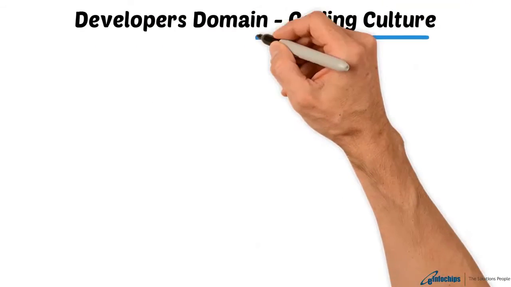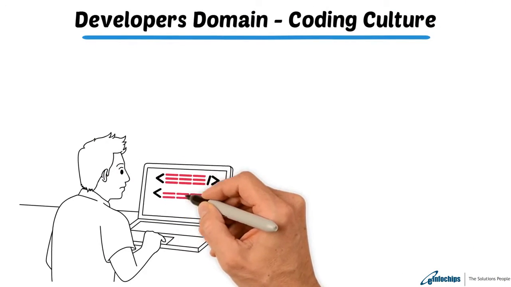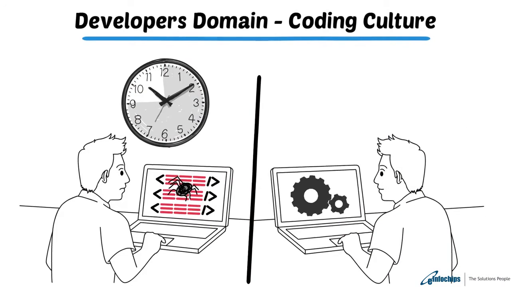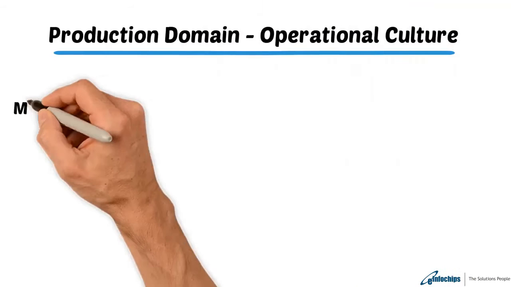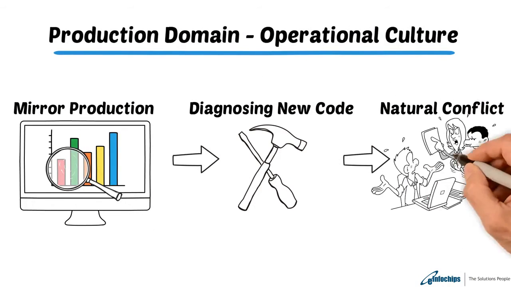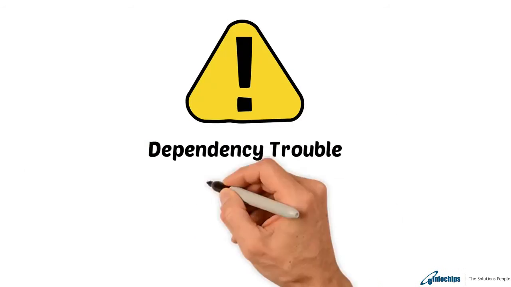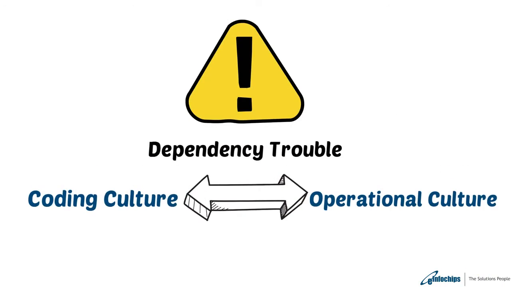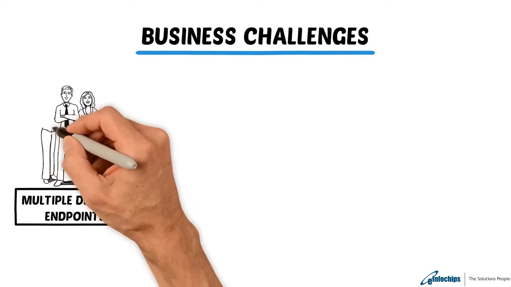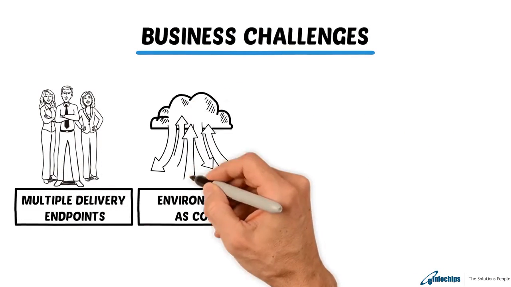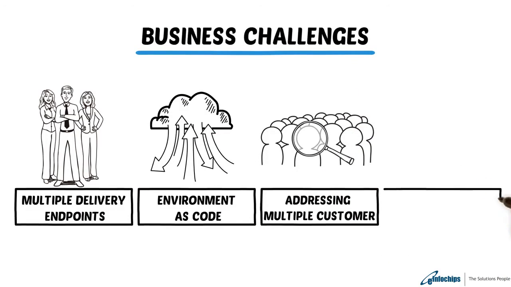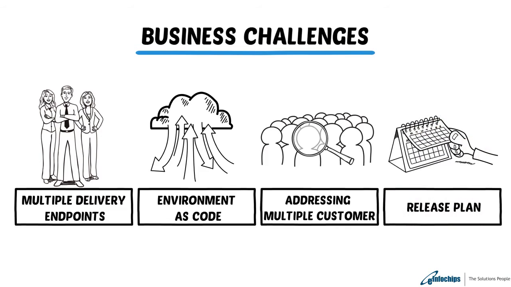In coding culture, developers spend tremendous amount of time in writing code, and the challenging part is to deploy at the right time. Whereas the operations team faces the challenges of diagnosing the new code deployed from the developers team. Here comes the dependency error between development and operations team. For connected devices, this problem is multiplied in an agile setup in terms of different teams with multiple skill sets, treating environment as code, addressing varied customers, and release plan management.